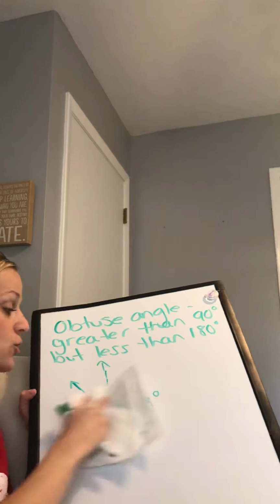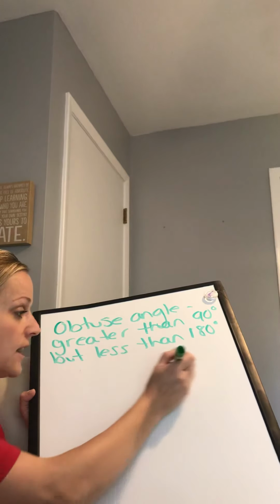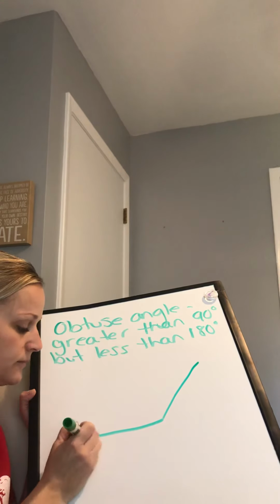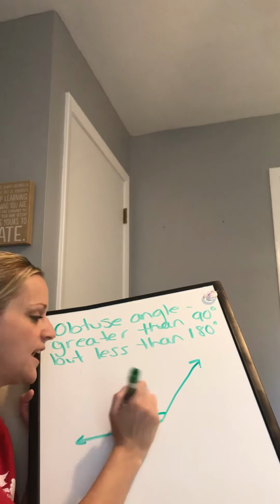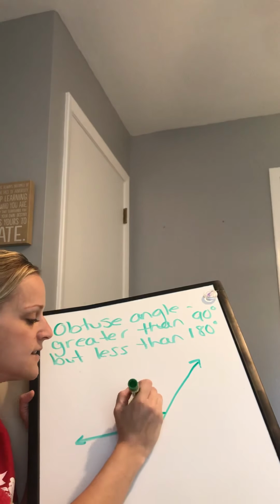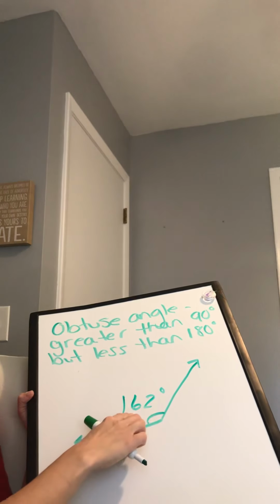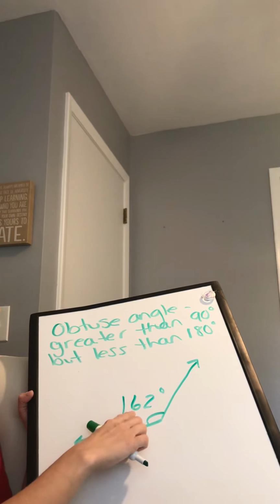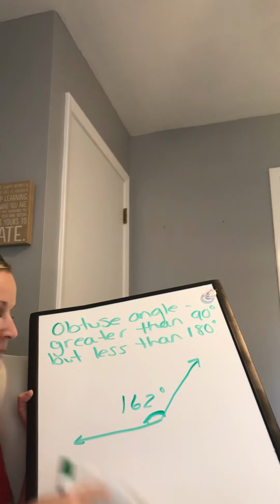And remember, again, you can draw these angles different ways. It could be drawn like this. That's that big angle. Say that's 162 degrees. That's obtuse. Bigger than 90, but less than 180. Okay, think that big opening. Okay?